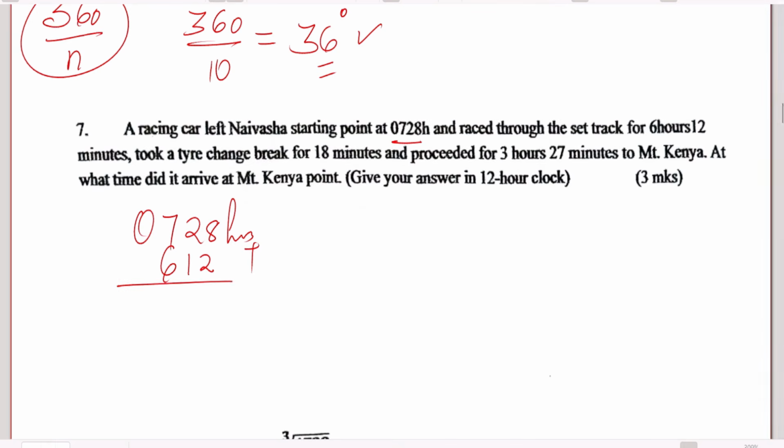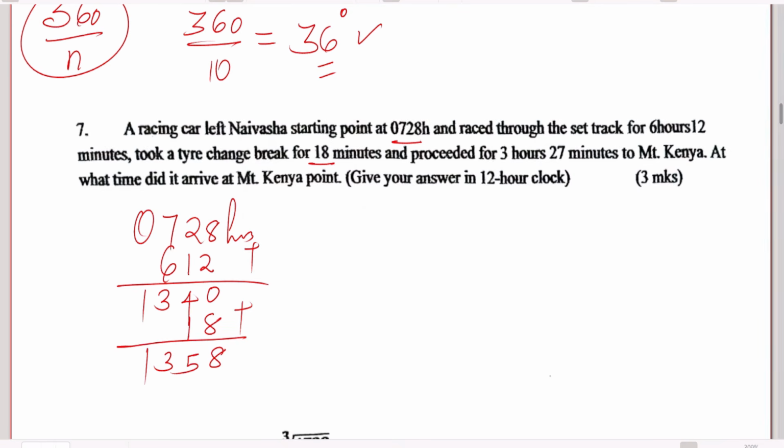So when we add that, you'll get this is 0, this is a 4, and then this one is 3, and this is 1, that is 1340. Then from there, took a tire change for 18 minutes. You add 18 minutes. So this will be 8, this will be 5, this will be 3, this will be 1, 1358.